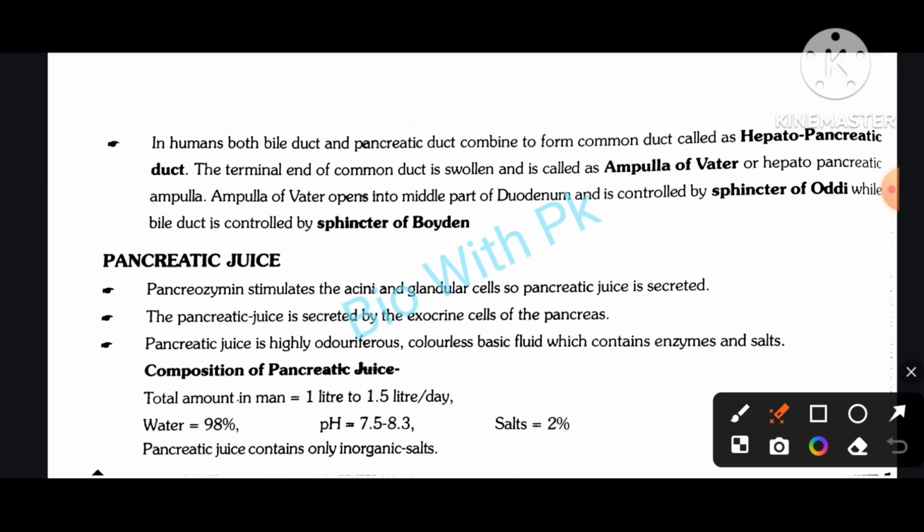Pancreatic juice. Pancreozymin stimulates the acini and glandular cells, so pancreatic juice is secreted. The pancreatic juice is secreted by the exocrine cells of the pancreas. Pancreatic juice is a highly odoriferous, colorless, basic fluid which contains enzymes and salts. Composition of pancreatic juice. The total amount in humans is 1 to 1.5 liters per day. Water 98%, pH 7.5 to 8.3, salts 2%. Pancreatic juice contains only inorganic salts.